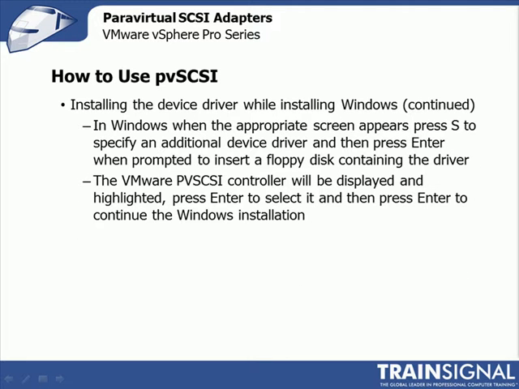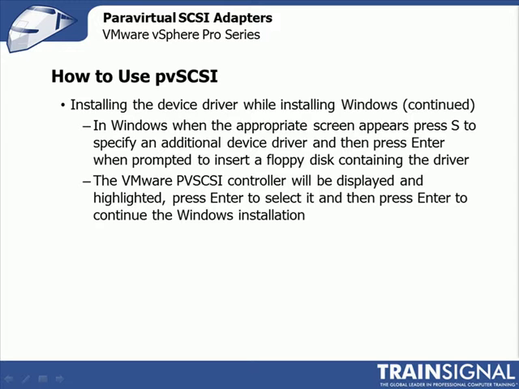Once we have the PV-SCSI adapter driver loaded on the virtual floppy drive of the VM, back in Windows, when the appropriate screen appears, press S to specify an additional device driver, then press Enter when prompted to insert a floppy disk containing the PV-SCSI driver. The VMware PV-SCSI controller will be displayed and highlighted. Press Enter to select it, and then press Enter to continue the Windows installation as you normally would.